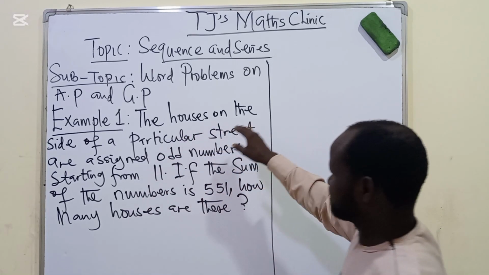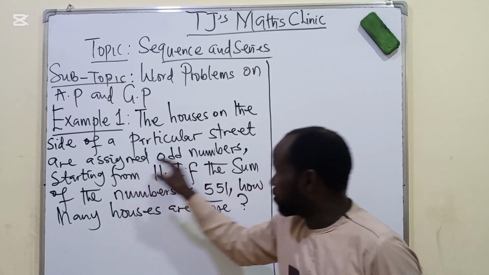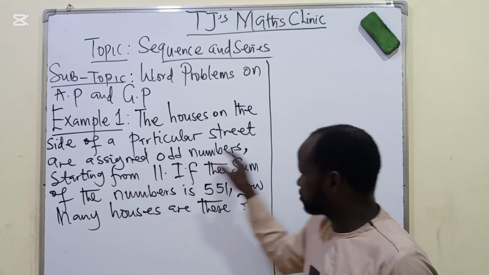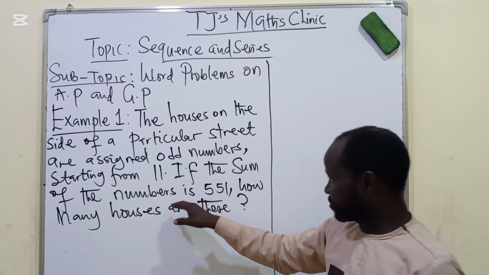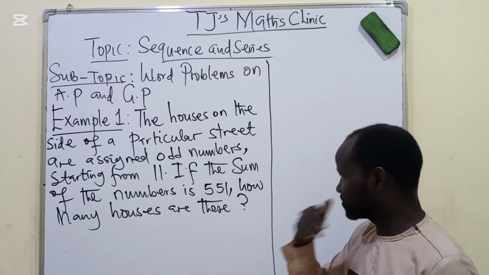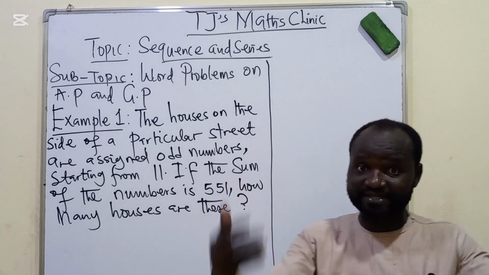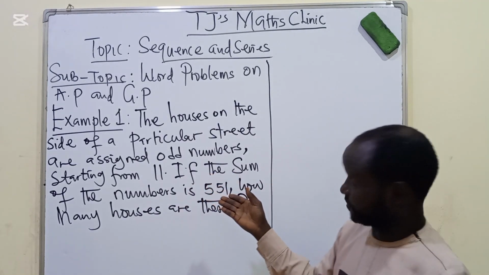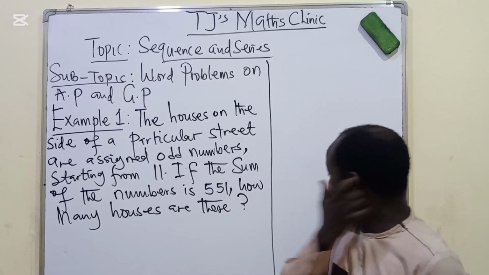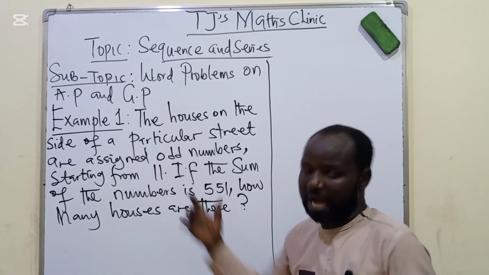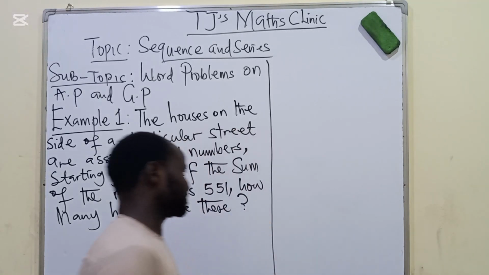The houses on the side of a particular street, I assign odd numbers starting from 11. If the sum of the numbers is 551, how many houses are there? It means how many houses are there in that street. You see the real application now? We want to look at how many houses, given that we are using odd numbers to number those houses on that street. Let's look at how we can look at it together.